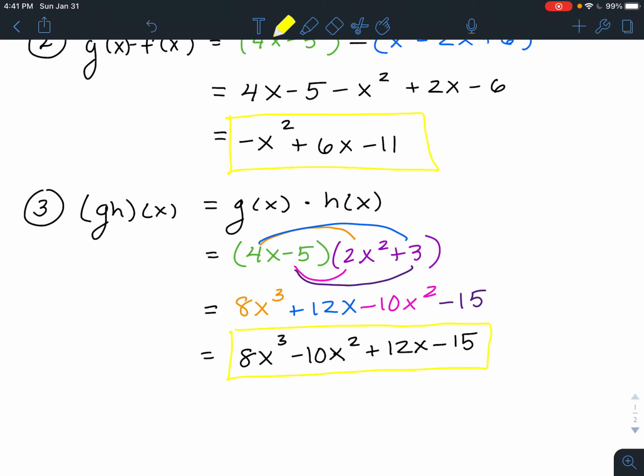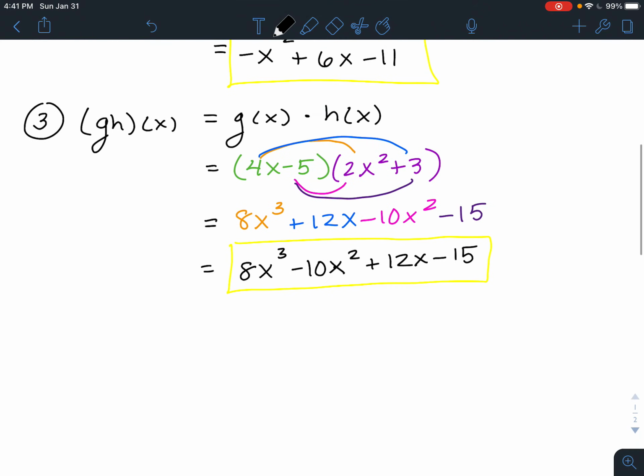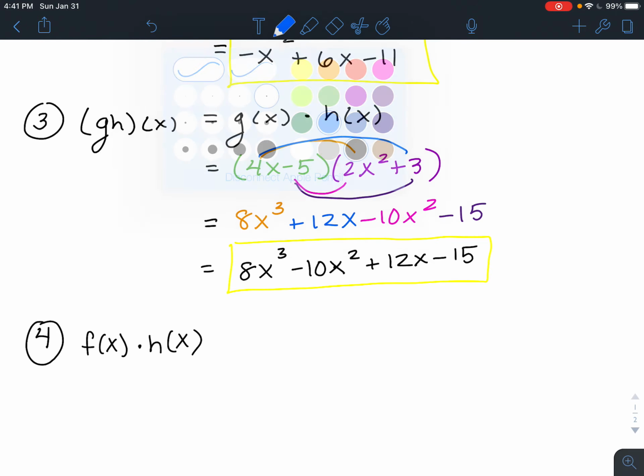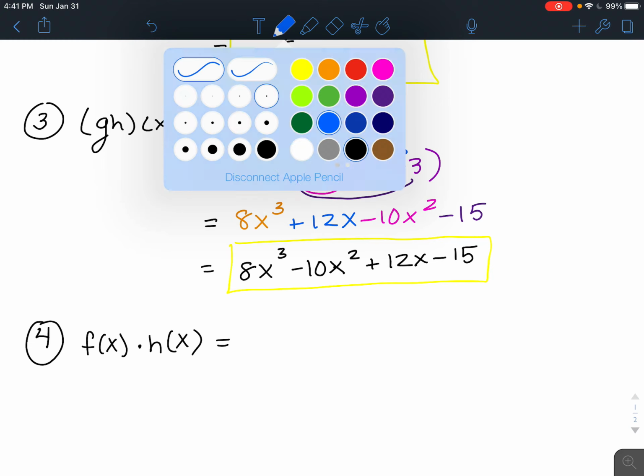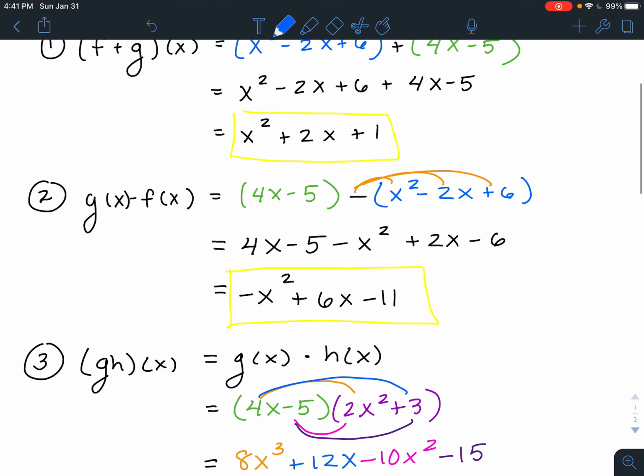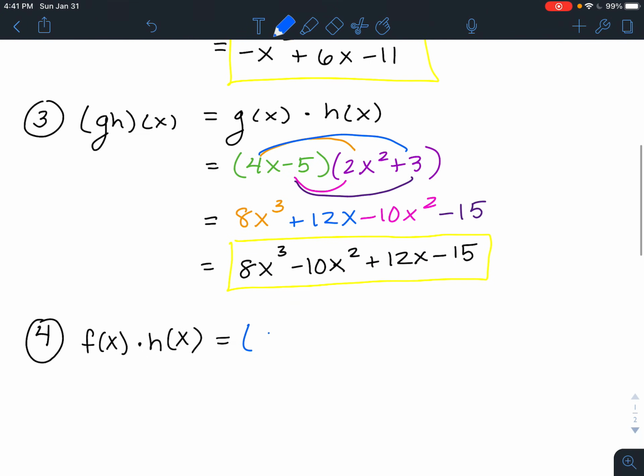And just as a little review, I'll do one more multiplication and we'll make it a little bit of a longer problem. So for this last one, I'm going to do f of x times h of x. I should probably put an equal sign there. My f of x function is that quadratic, so I have x squared minus 2x plus 6. And I'm going to multiply that by 2x squared plus 3.